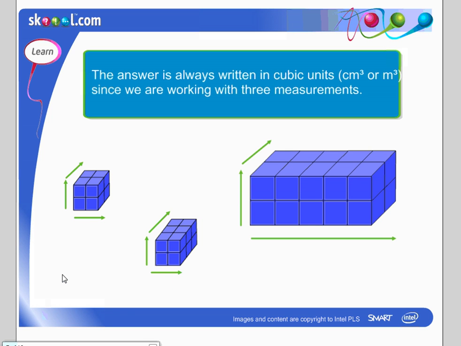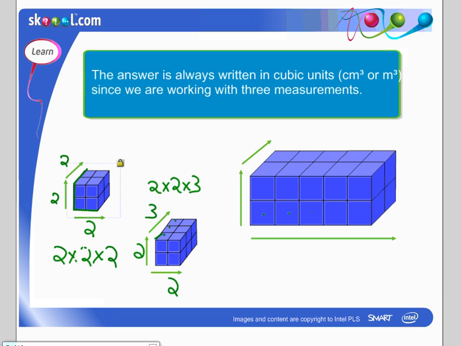All right, so let's take a look at these since we're working with measurements and we're working with cubes. When you're doing volume, you're counting the number of cubes that are in there. On this one, for example, we count 2 cubes across, 2 cubes up, 2 cubes back. So it's 2 times 2 times 2. On this one, 2 cubes across, 2 cubes up, and 1, 2, 3 cubes back. So we would have 2 times 2 times 3. On this one, we have 1, 2, 3, 4, 5 cubes across, 2 cubes up, 2 cubes back. So we have 2 times 2 times 5. This is how we would find the volume of these shapes.